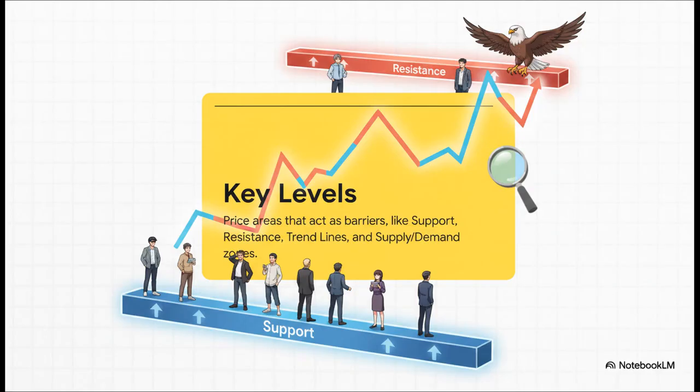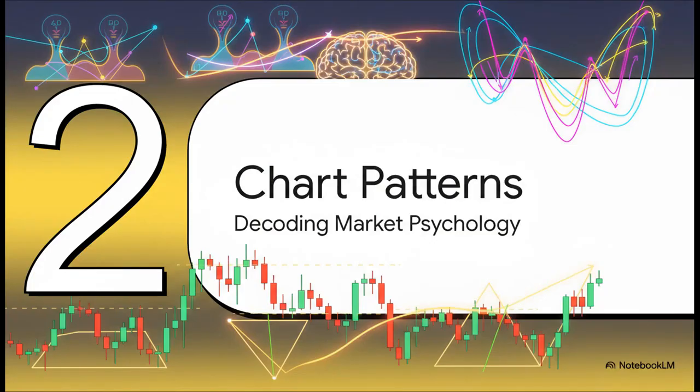So, if market structure is the blueprint, then these key levels are the walls, the floors, and the ceilings that are drawn right on it. Support is like a price floor, where buyers love to step in and buy. Resistance is the ceiling, where sellers tend to show up and take control. Traders watch these zones like hawks because prices bounced off them in the past, and there's a good chance it'll happen again. All right, let's build on that.